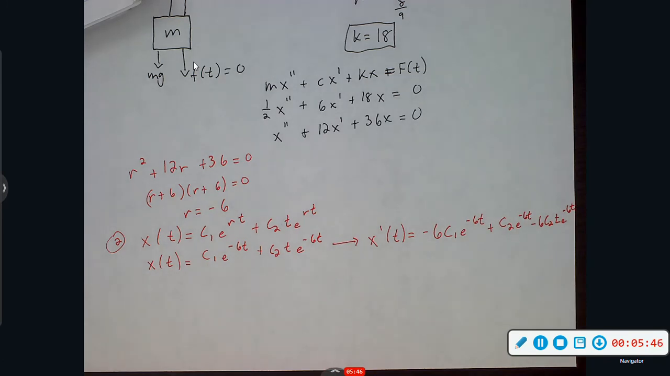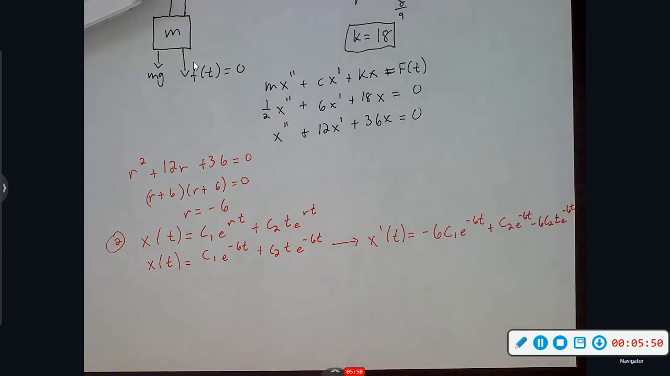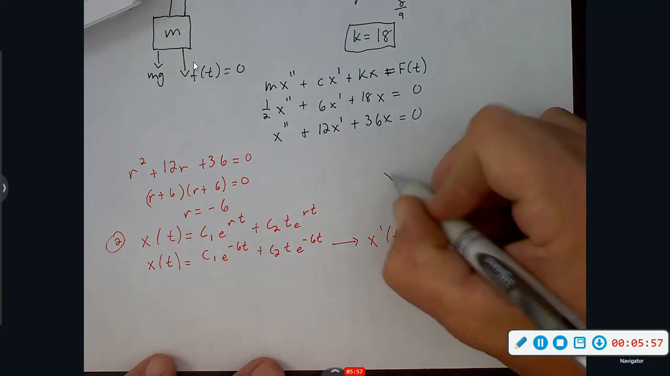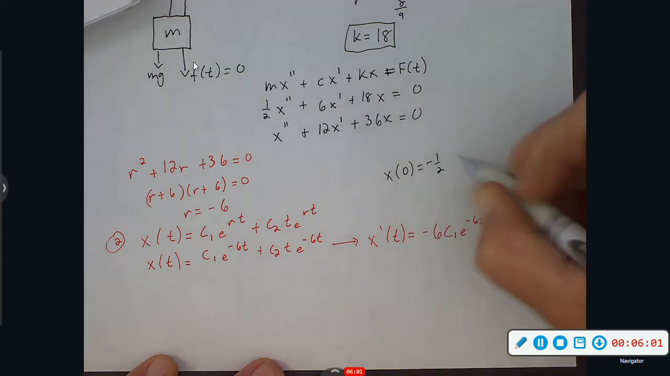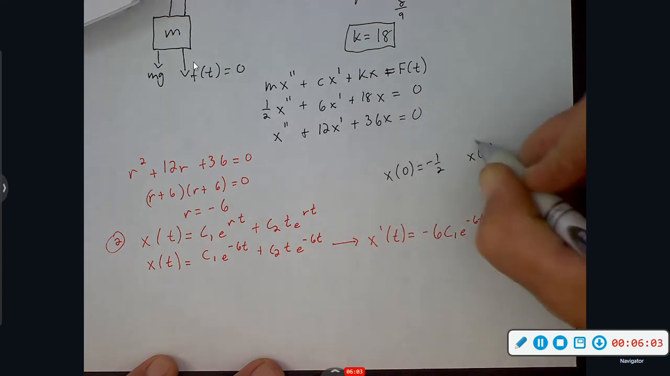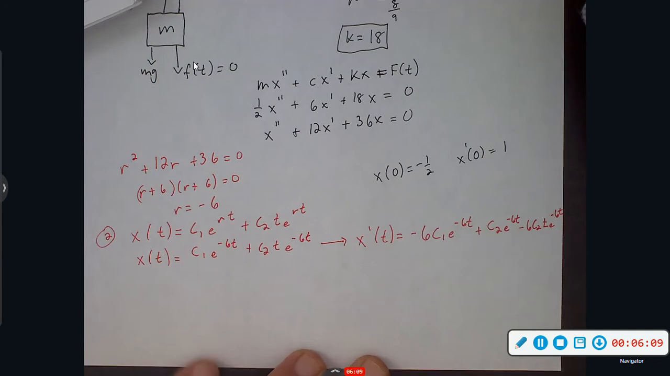So we have the initial values the same as originally. Remember, this one was in inches upwards. We know that going down is positive from our initial value. X of 0 equals negative 1/2, and x prime of 0 equals 1. So let's plug those bad boys in. Let's finish up the shenanigans.